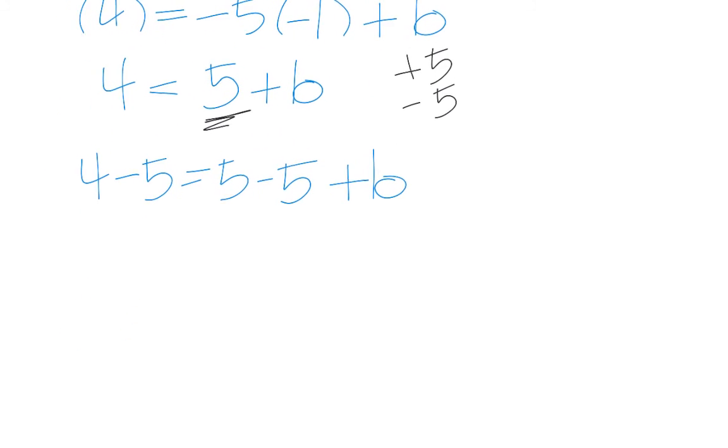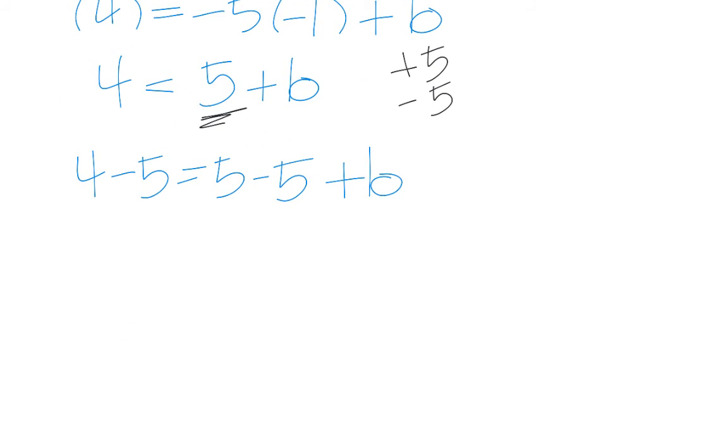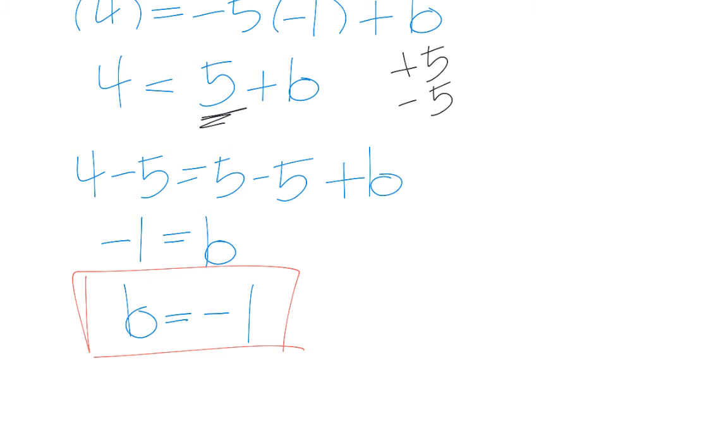Let's simplify some of these numbers. 4 subtract 5 is negative 1. 5 subtract 5 is 0, so that cancels out. We don't write that in. So negative 1 is equal to b. Again, we read from left to right, so let's switch this around. So b is equal to negative 1. That is the y-intercept.